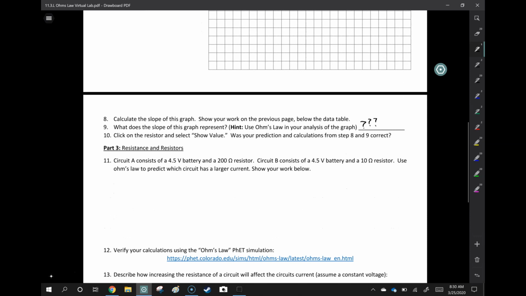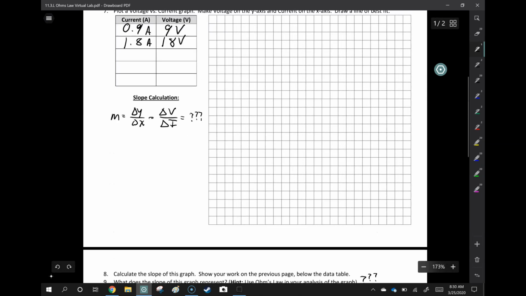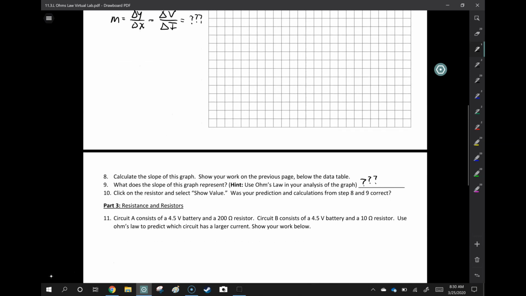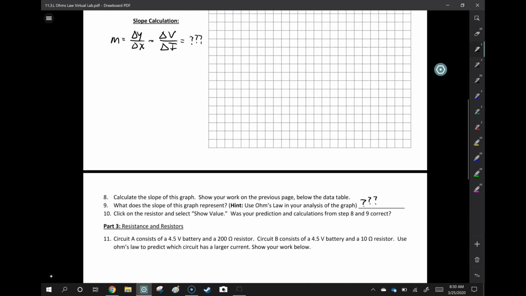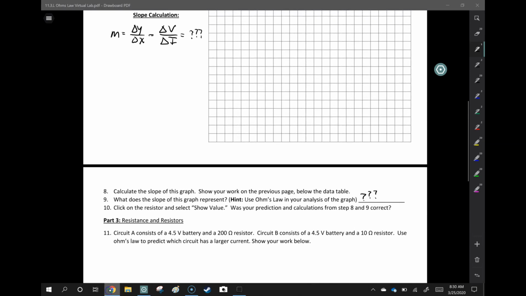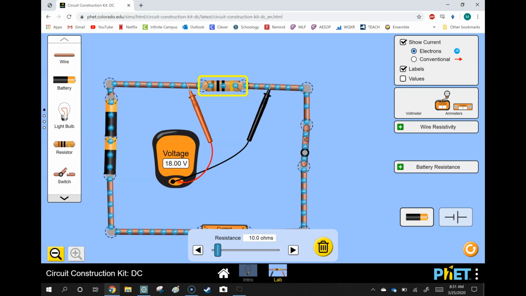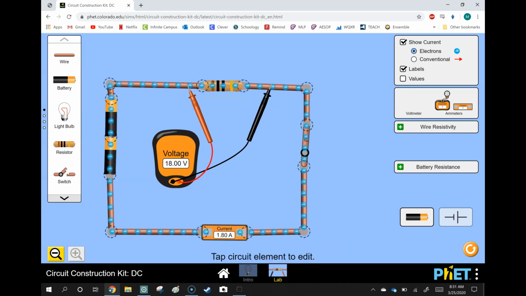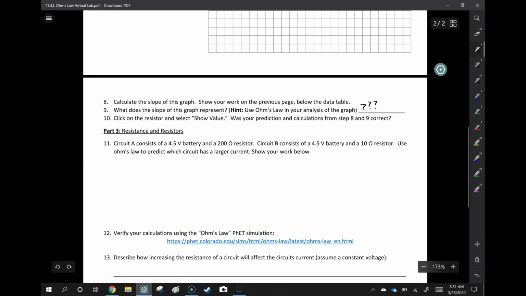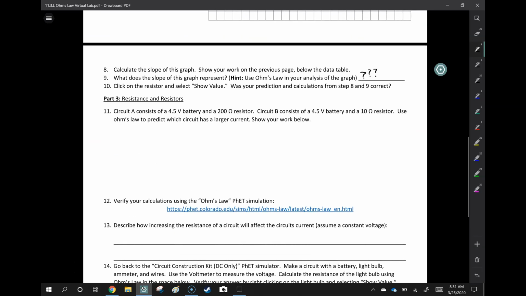Then it says click on the resistor and select show value. Was your prediction and calculations from step 8 and 9 correct? Oh yeah, okay, I see where this is going. So this is maybe giving it away a little bit, but you could click on this. You don't have to click on show value, I guess, but it shows you some information there. Uh-oh, spoiler alert.